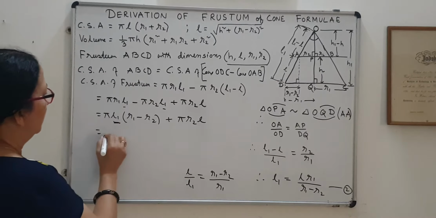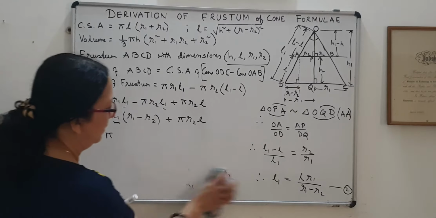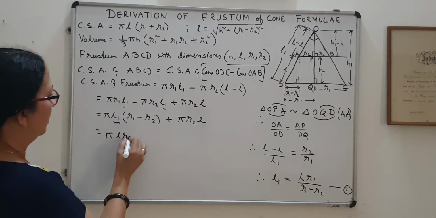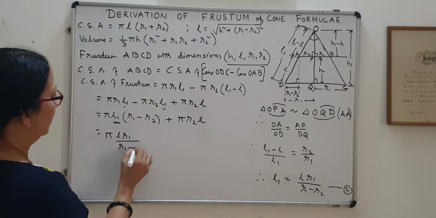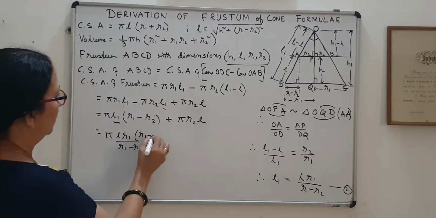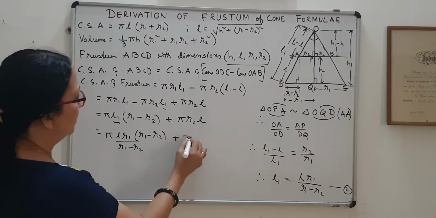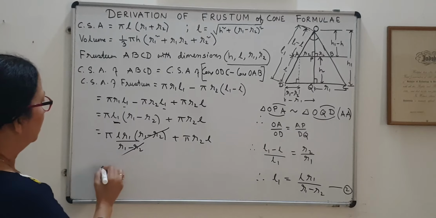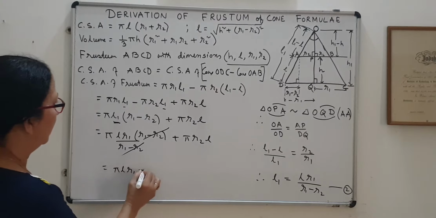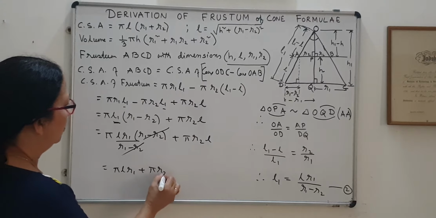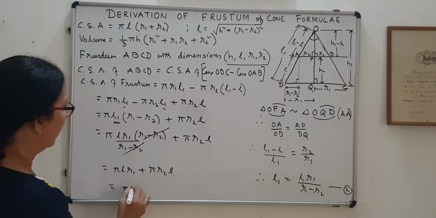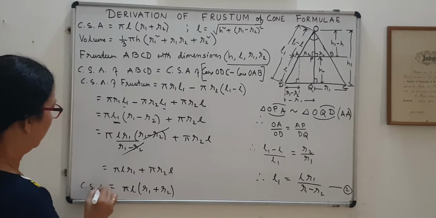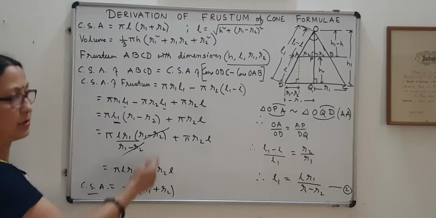So it is pi. In place of L1, I will be writing L into R1 by R1 minus R2, into R1 minus R2, plus pi R2 into L. So these two get cancelled, and we are left with this. So next step, pi L R1 plus pi R2 L, or finally I take pi L common. So pi L into R1 plus R2. So hence it is proved, or it is derived. That is in this way.